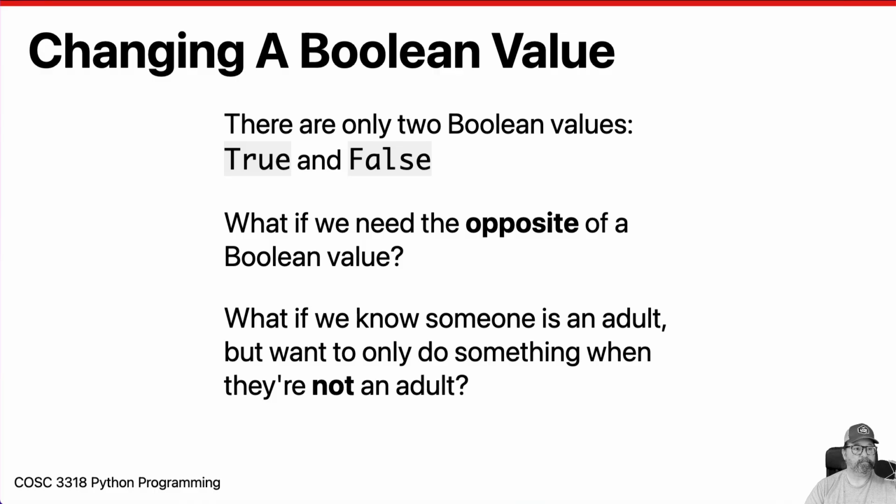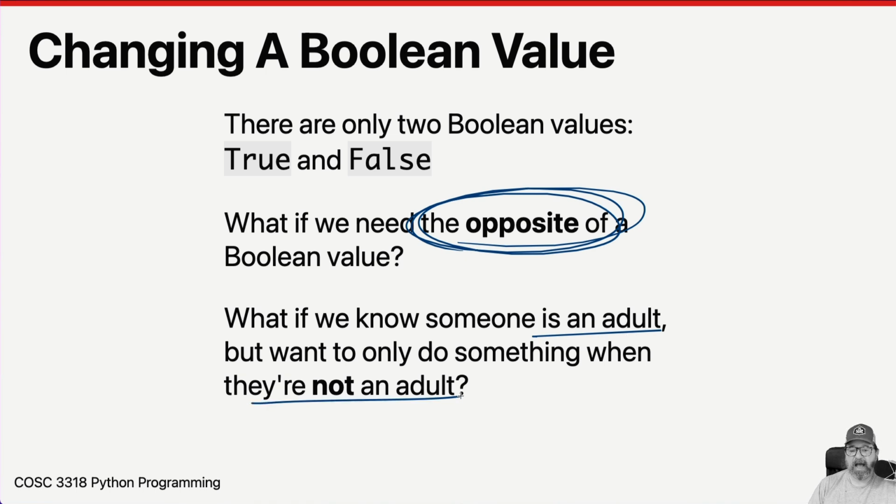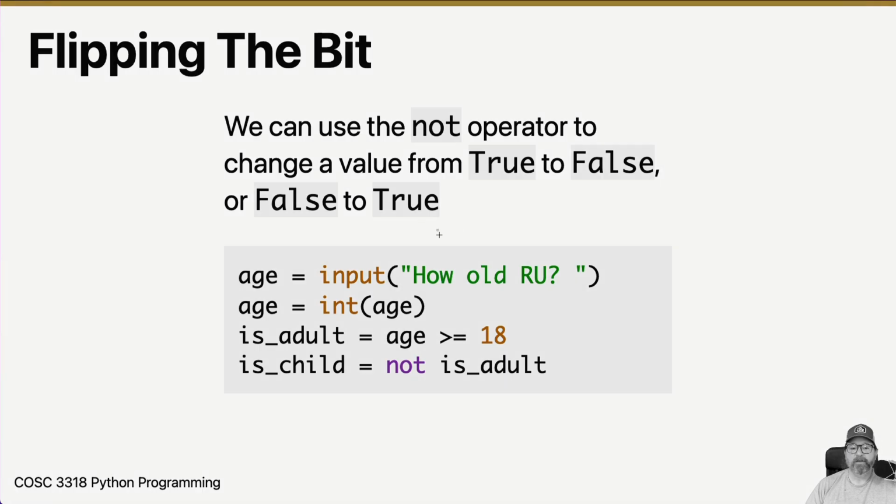Then it's false. So sometimes we want the opposite of a value. So for example, we have a variable that is adult. But what if we want to know if they're not an adult? How do we know that somebody is not an adult if we have a variable that says is adult? So if it's true, we want to find the opposite of that, false. And if it's false, we want to find out if it's true. So we want to flip it. To do that, we use the not operator.